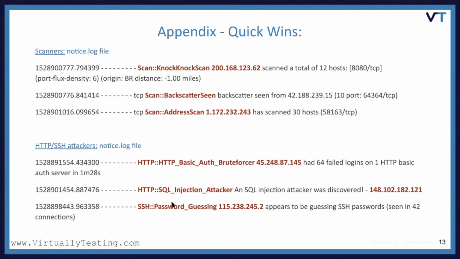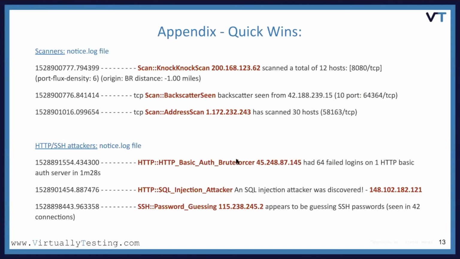The second one is again from the notice.log file, and it is showing the HTTP basic auth brute forcer notice type, and it is showing that IP 45.248.87.145 has 64 failed login attempts on one HTTP auth server. And it shows a timestamp as well, that it was recorded in almost 1 millisecond. So nobody's that fast, right?